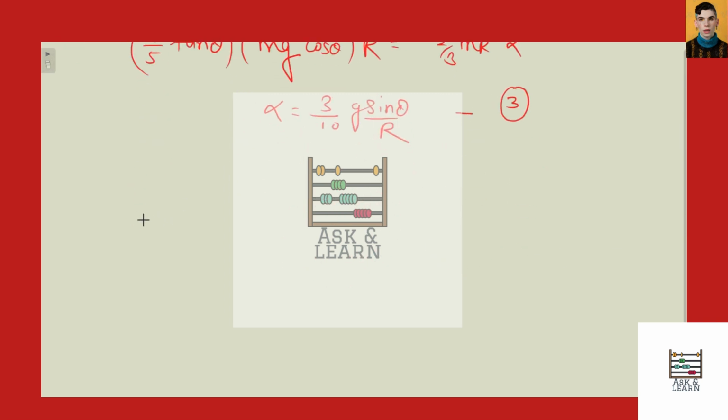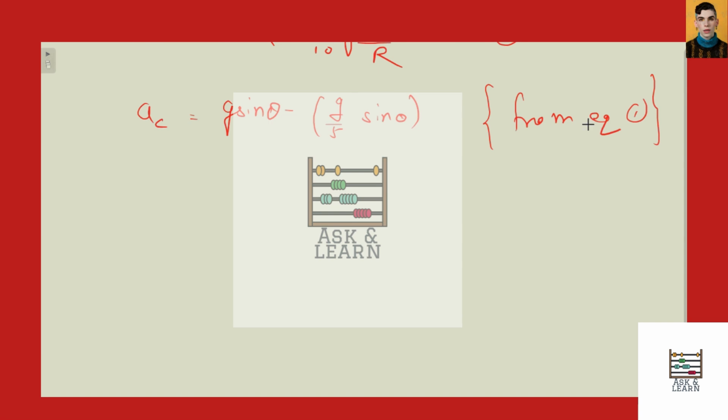Now I have to find the acceleration of the center of mass, that is given by g sin theta minus g by 5 sin theta. This is from equation first. From here we get the acceleration of the center of mass. This is 4g sin theta divided by 5.